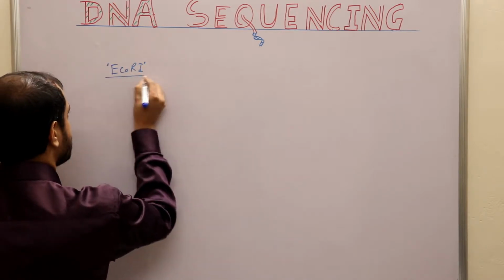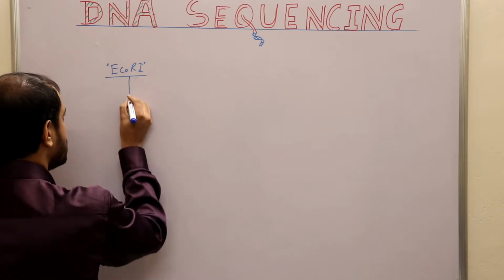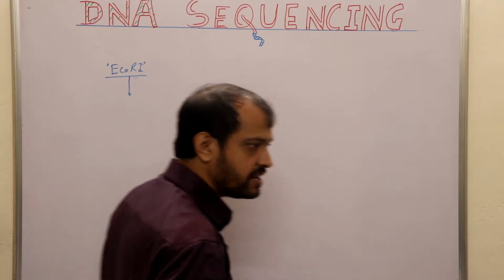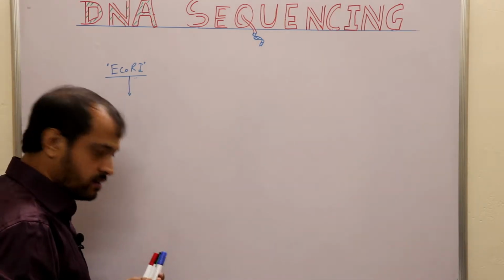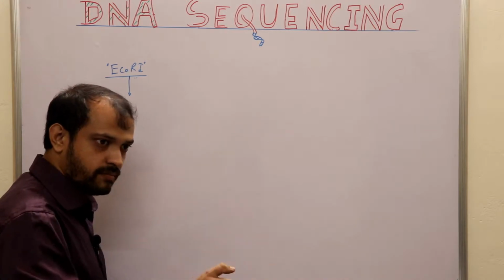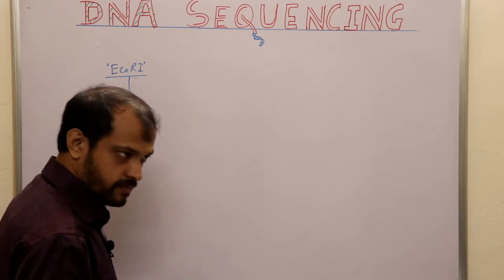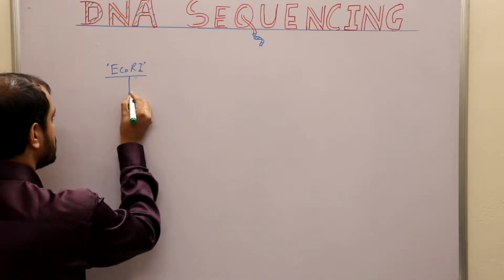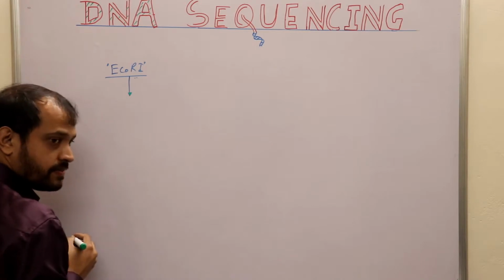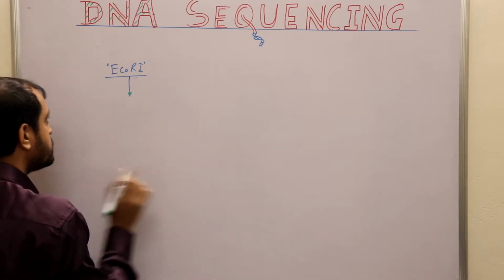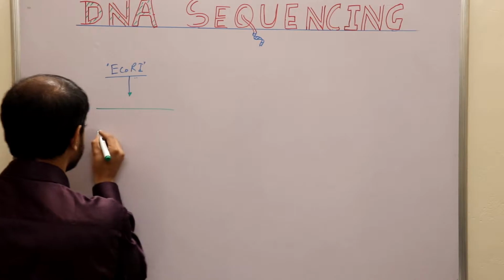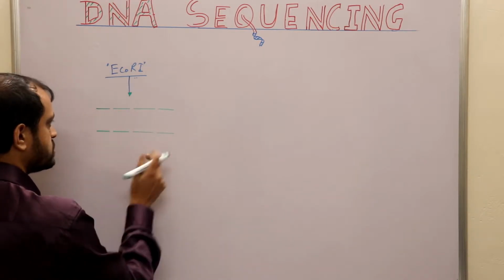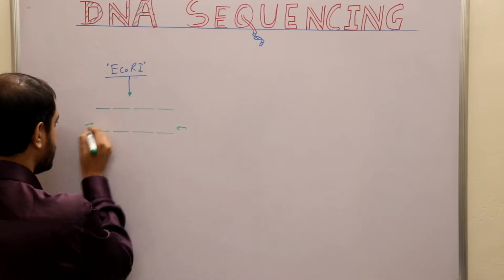Everybody knows that EcoRI is a restriction endonuclease. What do you mean by endonuclease? Endonuclease cuts the nucleic acid from the middle portions, not from the end like exonucleases. So suppose this is a DNA sequence, an endonuclease will always cut like this, not from the end, because they are not exonucleases.